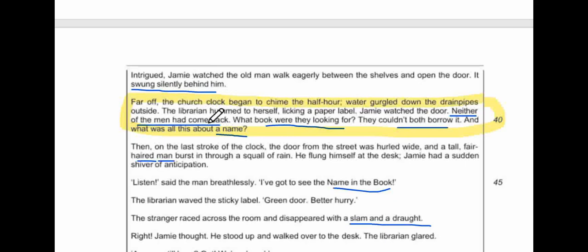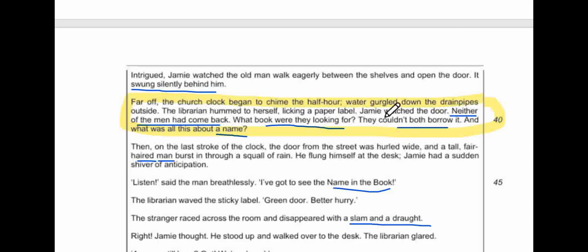Neither of the men had come back. What book were they looking for? So this is the question mark. They couldn't both borrow it. And what was all this about a name? So there are two question marks. So why did the writer use question marks in here?